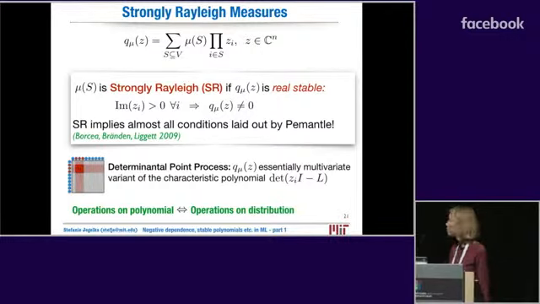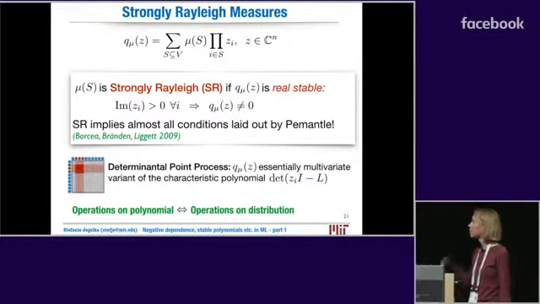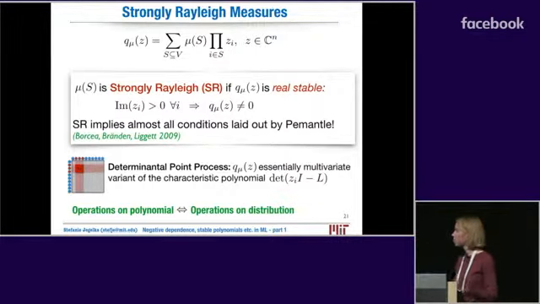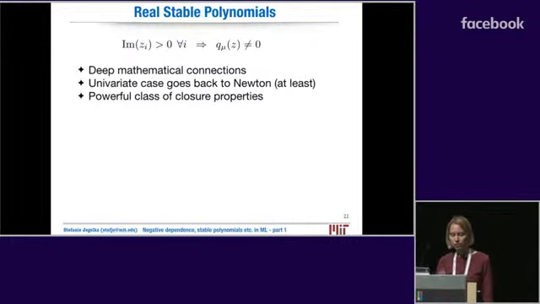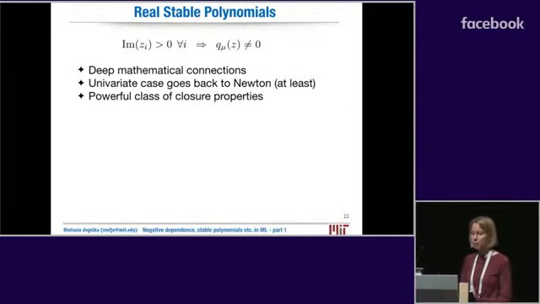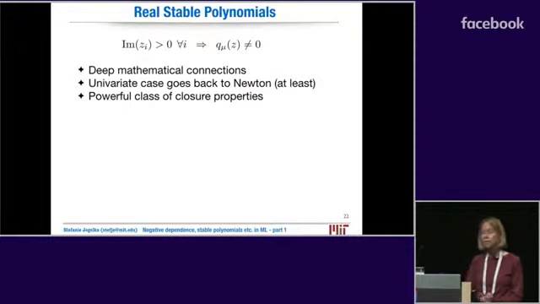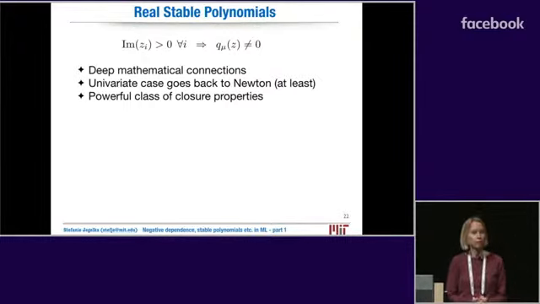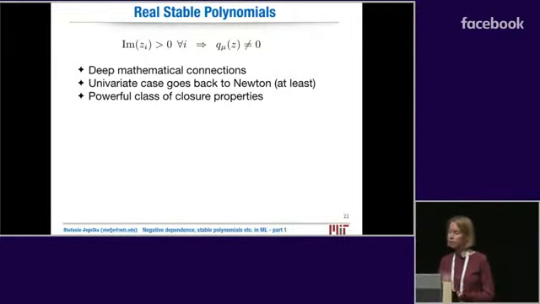Now the other nice thing is that real stable polynomials have a very rich set of mathematics around them that we can use and translate to our distributions. Real stable polynomials have been studied quite a bit. Studying the univariate case actually goes back to at least Newton. So there are the so-called Newton identities. There are lots of interesting studies.